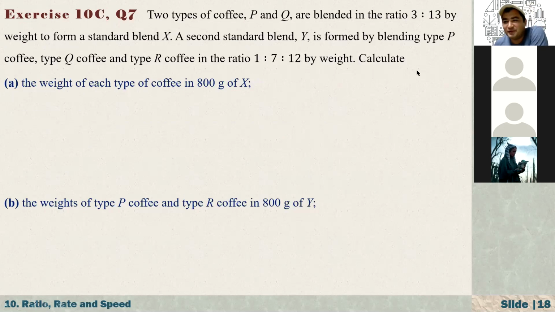Okay, then I will continue for you. No problem. So guys, last time, if you remember, we saw one question related to this. It's also very similar. It was about some chemicals, and by adding 2 or 3 chemicals we formed some kind of solution. But here it's again a real life problem. It's about the coffee business, and it says that 2 types of coffee, the first type is coffee P and the second type is coffee Q, are blended in the ratio 3 to 13 by weight to form a standard blend X.